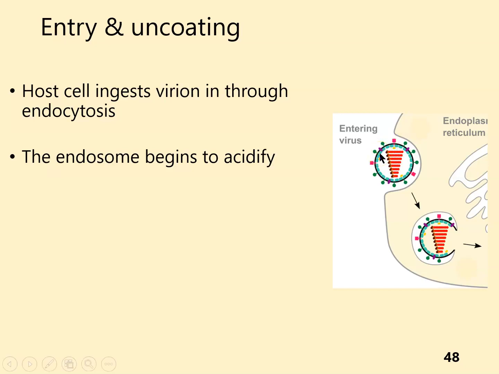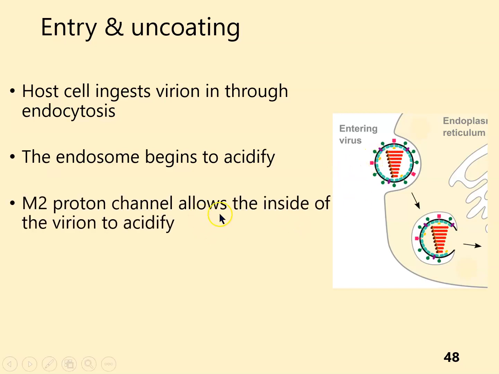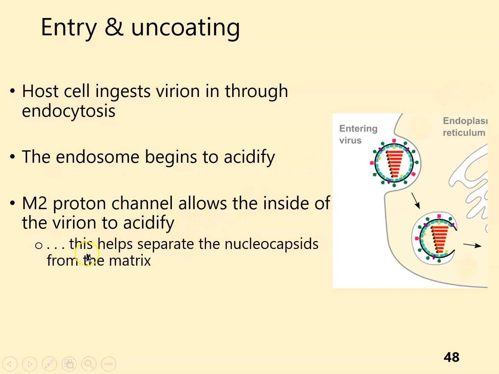One of the things we do is we acidify the inside of those vesicles. And so once that starts to happen, one of the proteins in the envelope that we haven't discussed, the M2 proton channel, allows protons from that acidifying endosome to get into the core. And what that does is acidify the inside, and that helps separate the nucleocapsids from the matrix.